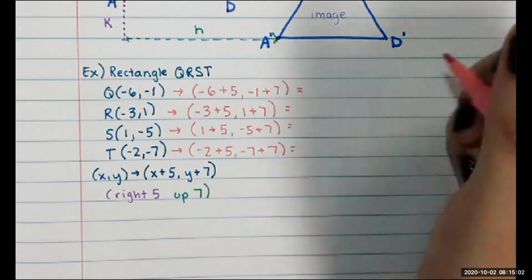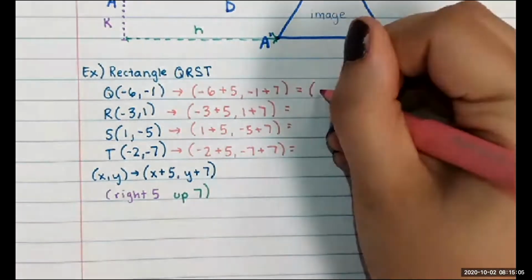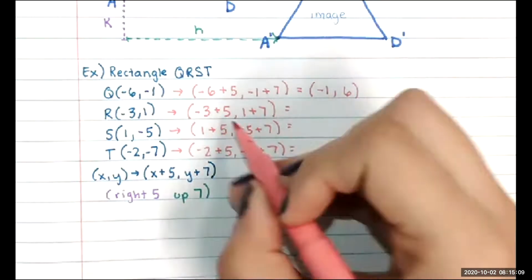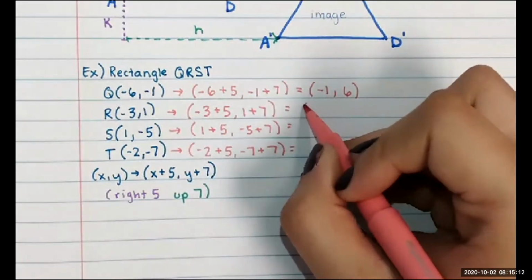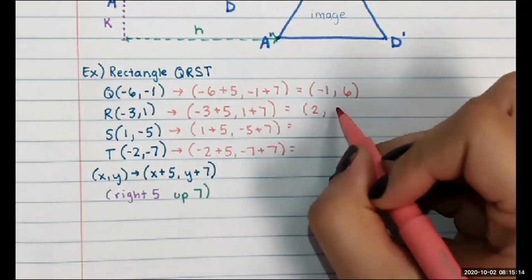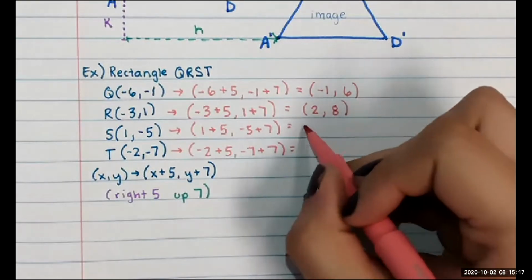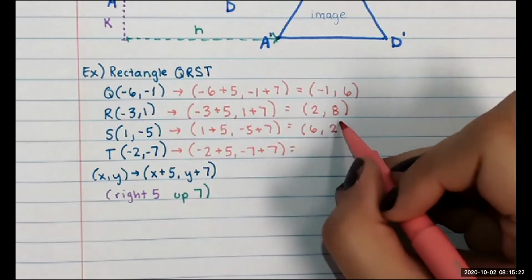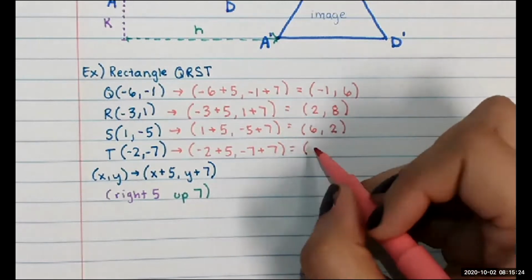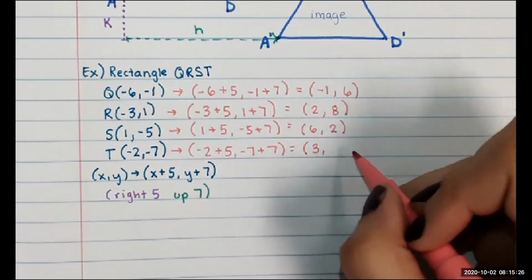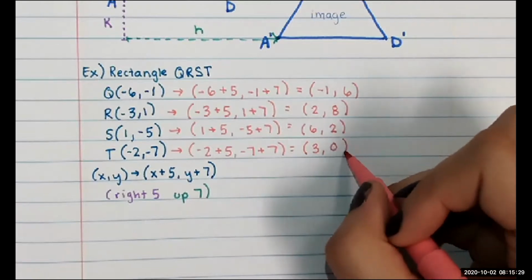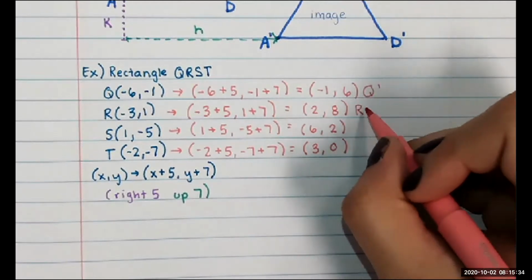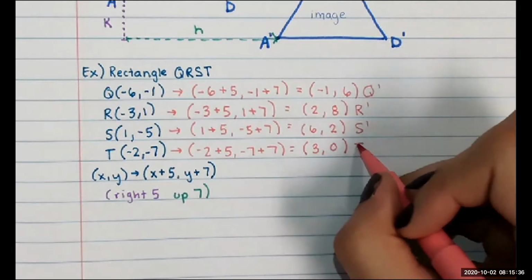-6 plus 5, type it in. In this case, we have -1, +6. Here, -3 plus 5 makes a +2. 1 plus 7 is 8. 1 plus 5 is 6. -5 plus 7 is 2. And -2 plus 5 is 3. -7 plus 7 is 0. And there we have our new points, Q prime, R prime, S prime, and T prime.